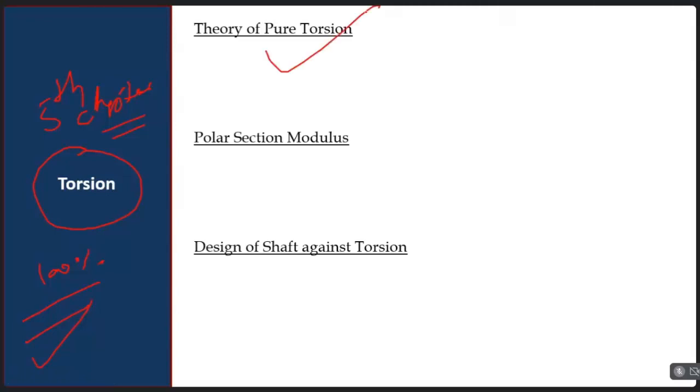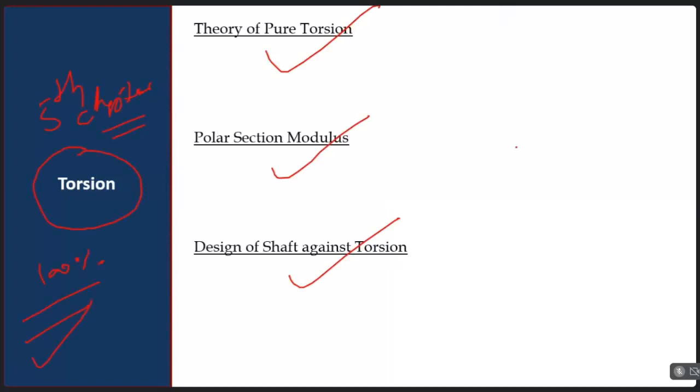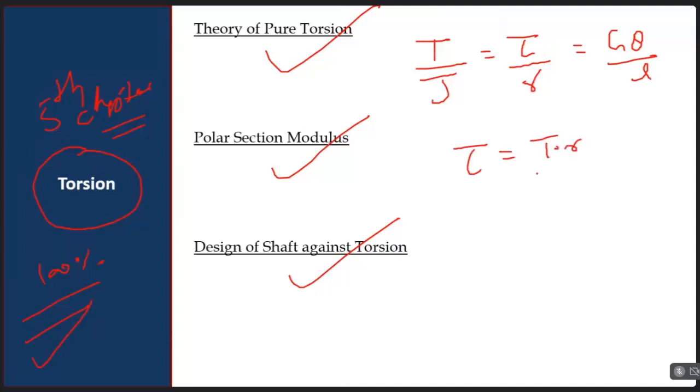That is, what is pure torsion? What is polar section modulus? Design of shaft against torsion. So basically here we are going for the torsion formula, that is T by J is equal to tau by R is equal to G theta by L. That is the value of tau or tau max, tau is equal to T into R by J, or the value of tau max you can say, that is T into R divided by J, like this only.